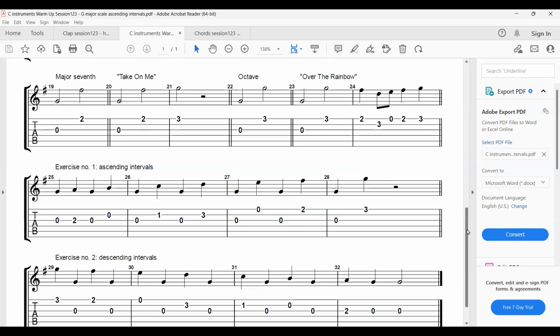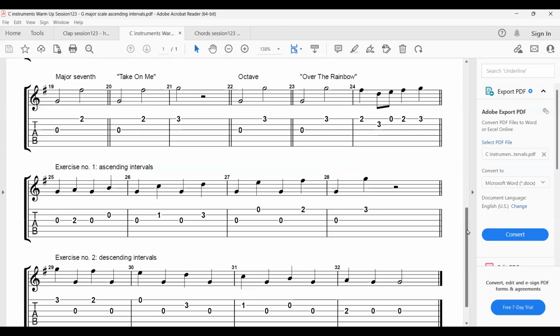Good. And then finally the octave, which is obviously a perfect interval because it's the same note. So let's just play the octave. 1, 2, 3, 4.